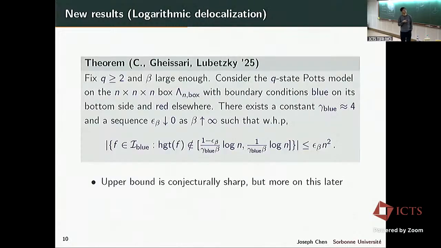And so our theorem says you should ignore the text. It's just setting up the boundary conditions in the graph. But this equation is saying that except for an epsilon fraction of places, my interface will lie in this interval. So I have an upper bound of 1 over gamma beta times log n, where gamma is about 4. And then a lower bound, which is 1 minus epsilon times that. In particular, this proves logarithmic delocalization for general Potts.